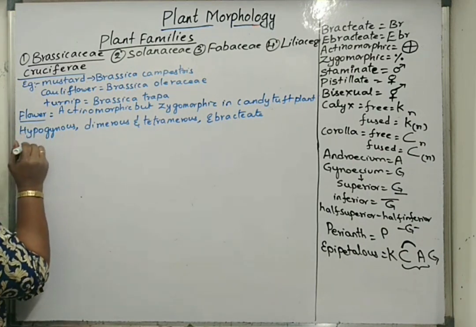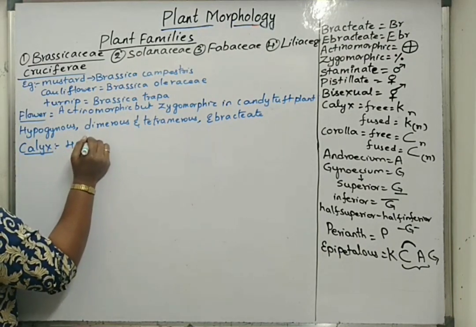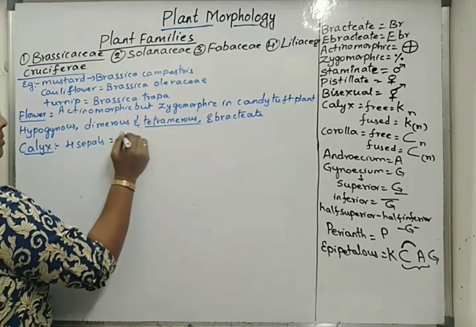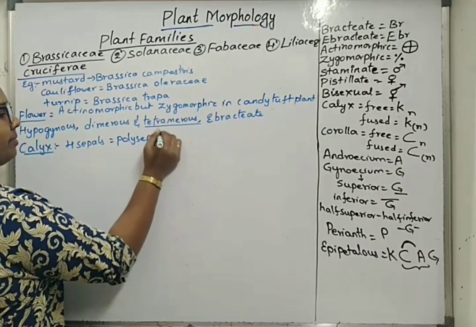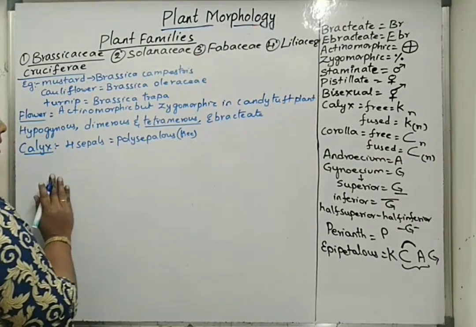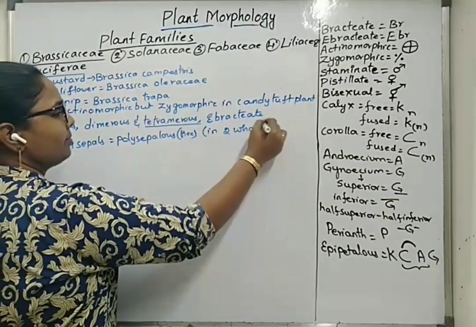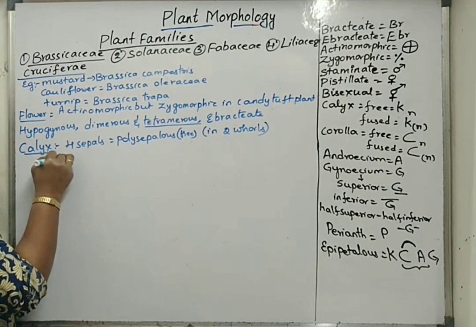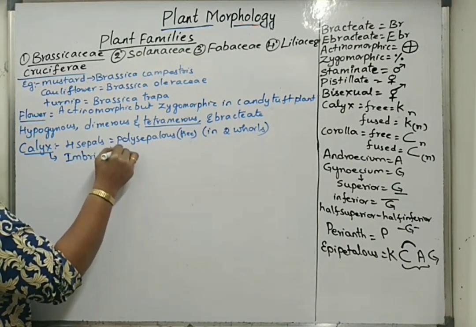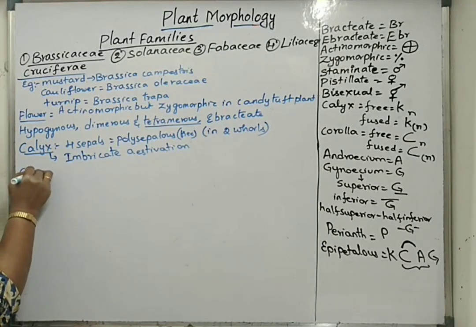Next is calyx. There are 4 sepals in the whorl. So we have written it as tetramerous condition and polysepalous. Polysepalous means all the sepals are free. They are not fused. Next, they are arranged in 2 whorls. Next, this calyx shows imbricate aestivation.